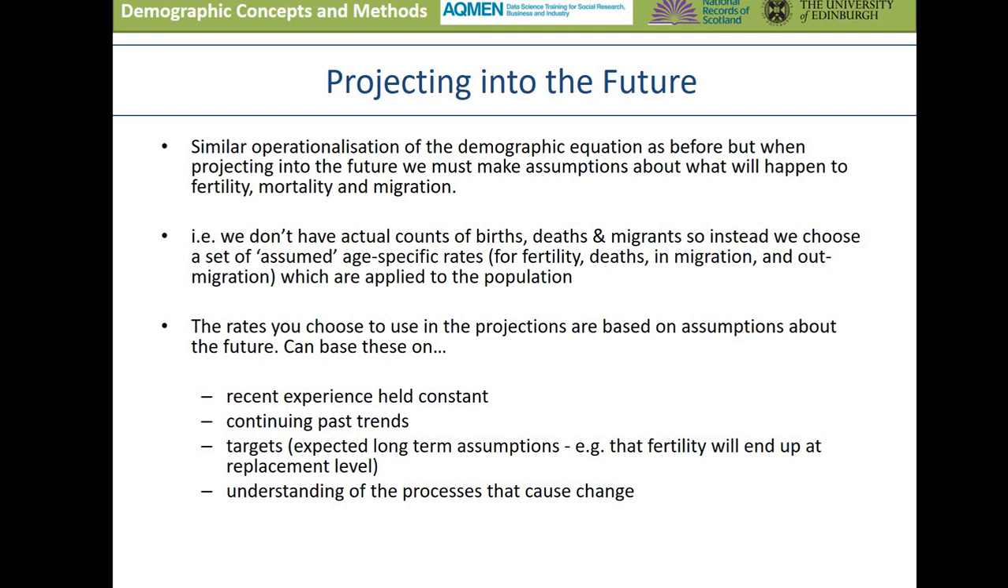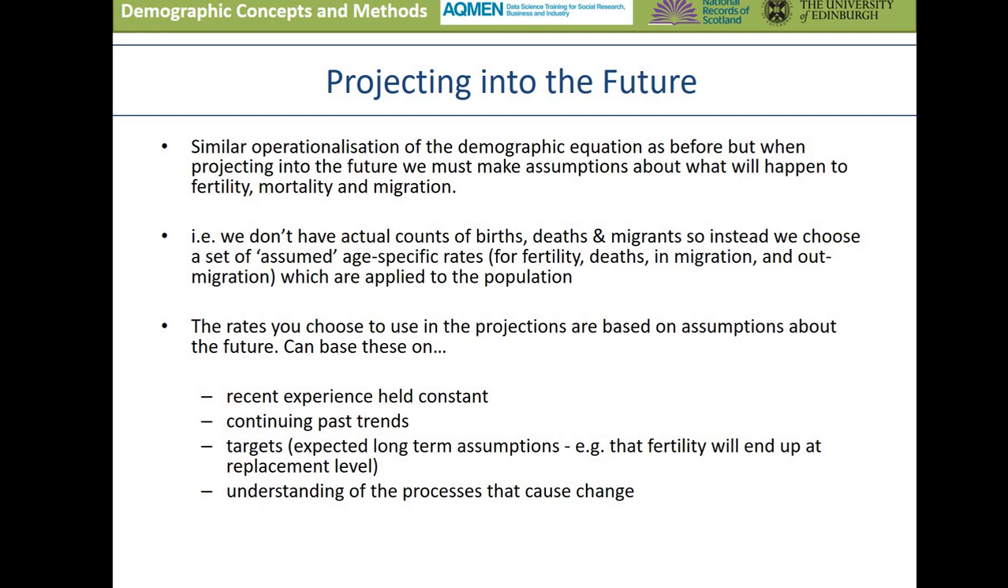If we're thinking about projecting into the future, we have a similar operationalization of the demographic equation. But when we project into the future, we have to make assumptions about what is going to happen to fertility, mortality, and migration, because we don't have actual counts of these things that occur in the future. And what is typically done here is we use a set of assumed age-specific rates for fertility, mortality, and in and out migration. And we apply those to our population. And the particular rates we choose to use in our projections are based upon assumptions we make about the future.